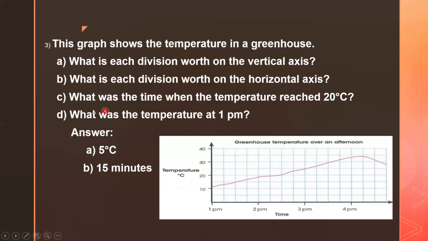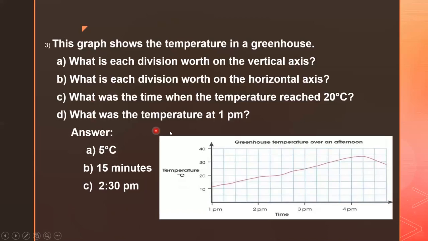Now the C part is, what was the time when the temperature reached 20 degrees Celsius? So 20 degrees Celsius is over here. So what was the time when the temperature reached 20 degrees Celsius? So the point is over here. So this is 2 p.m., this is 2:15, this is 2:30. So the time is 2:30 p.m.